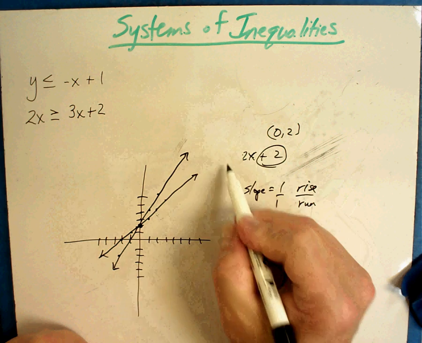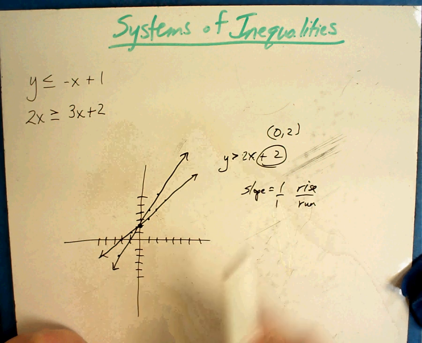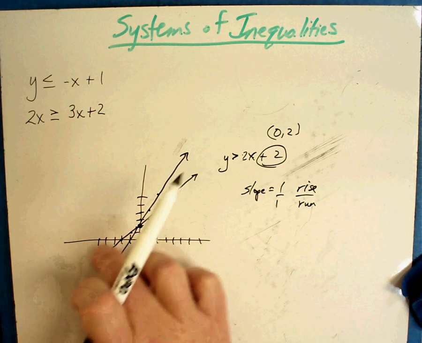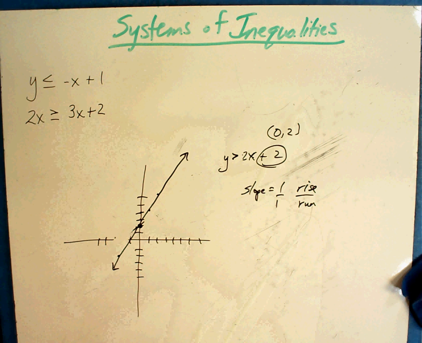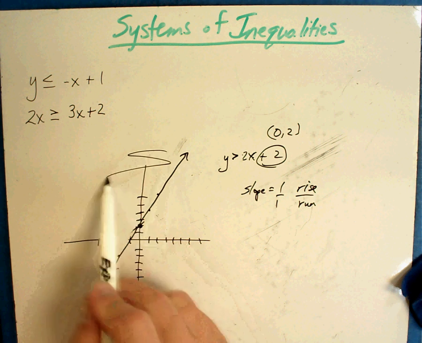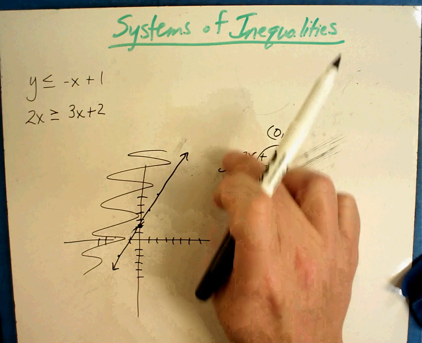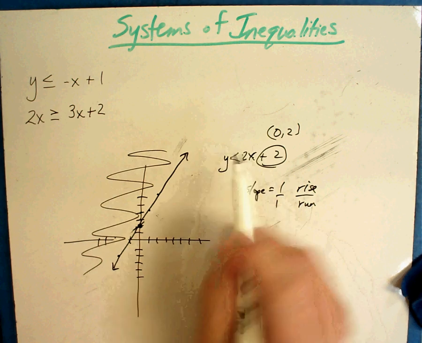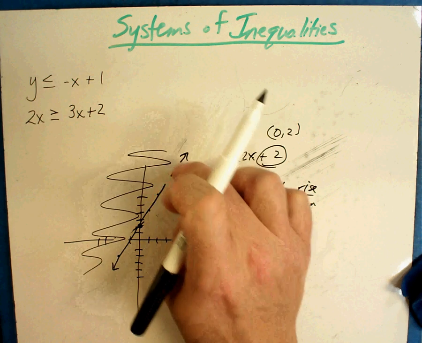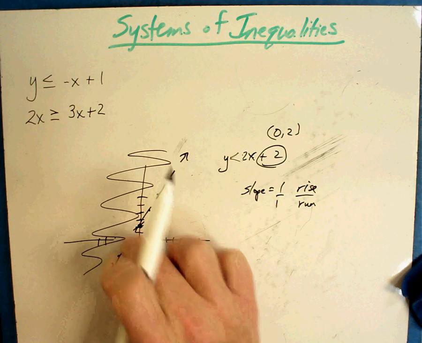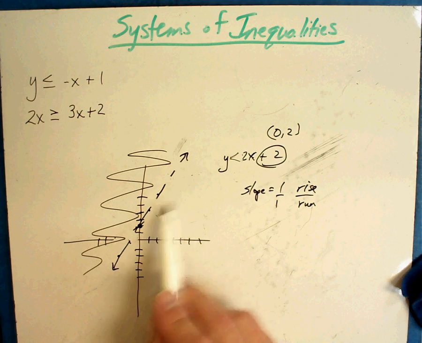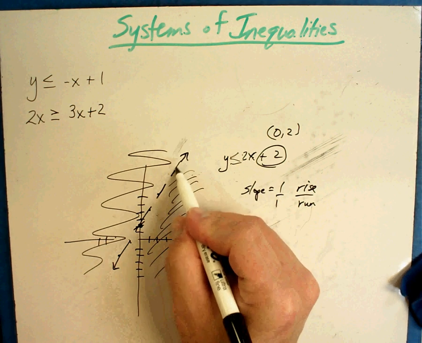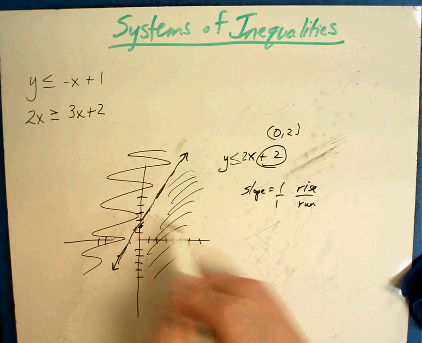Now, if I take y is greater than 2x plus 2, then greater than means above the graph. So I'm going to take this first line out. Above the graph, that's going to be everything over here. If it's just less than or just greater than, then this is a dotted line. If I had this as less than, then it's under the graph, and I would be talking about this stuff. If it said less than or equal, then this is a solid line. It includes the line and everything under.